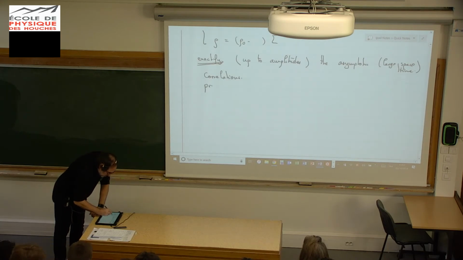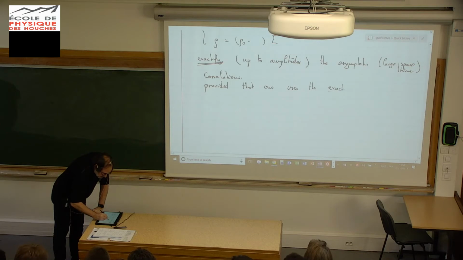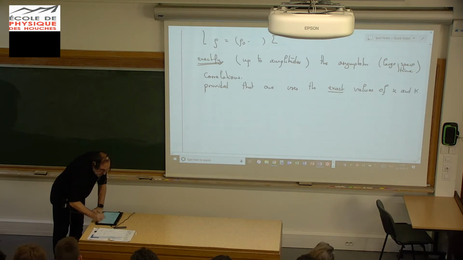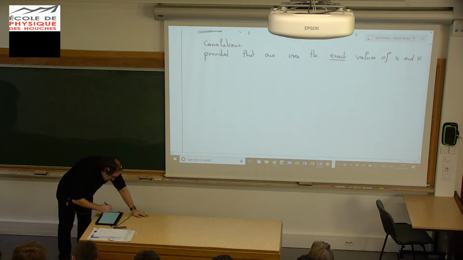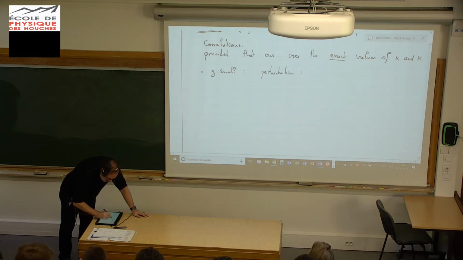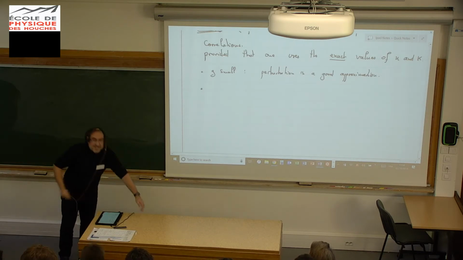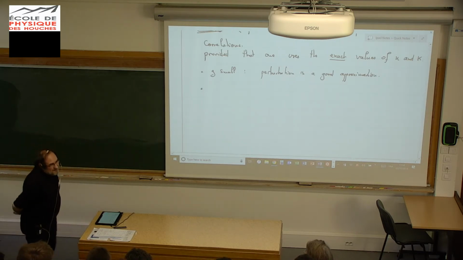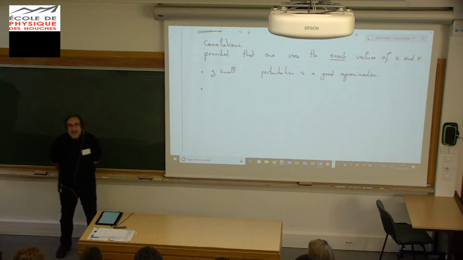provided that one uses the exact values of U and K. So if G is small, perturbation is a good approximation. Otherwise, how do I do? How do I get these values?